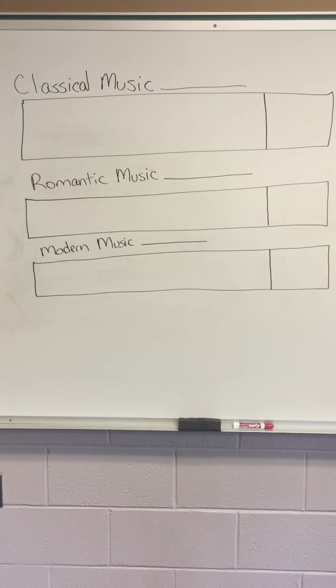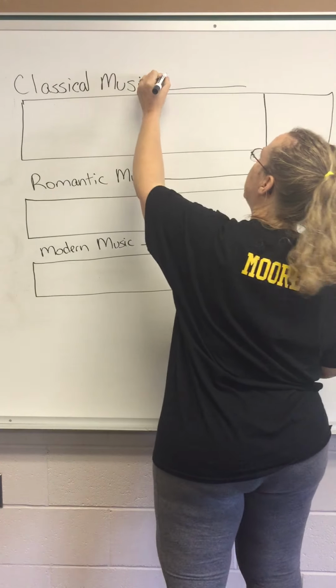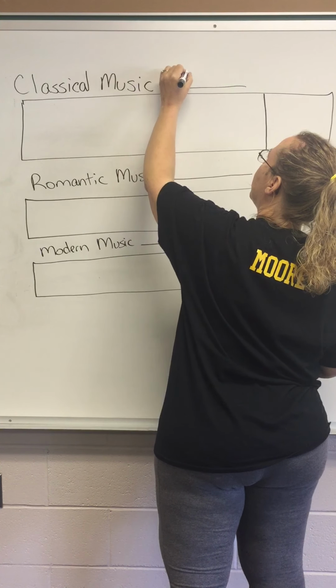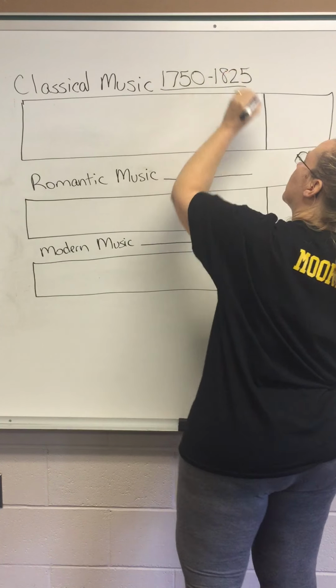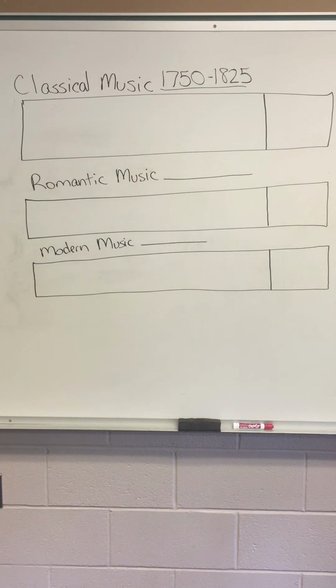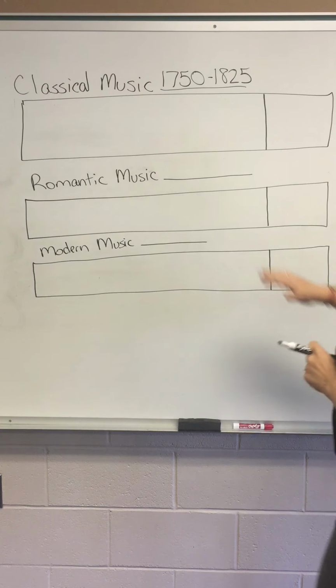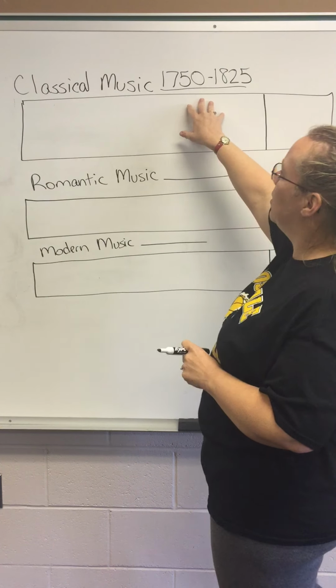Alright, so now that you've turned your paper over, we're going to look at classical music, romantic music, and modern music. Well, classical music was basically between 1750 and 1825. Now, if you'll take a look back to medieval music, we looked at 1,200 years of music. Now we're only down to about 75 years of music.